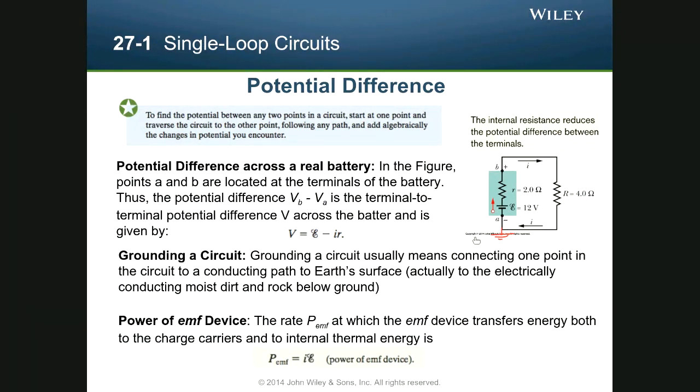The power to an EMF device like this will be the current, because the current will be the same, times the electromotive force.